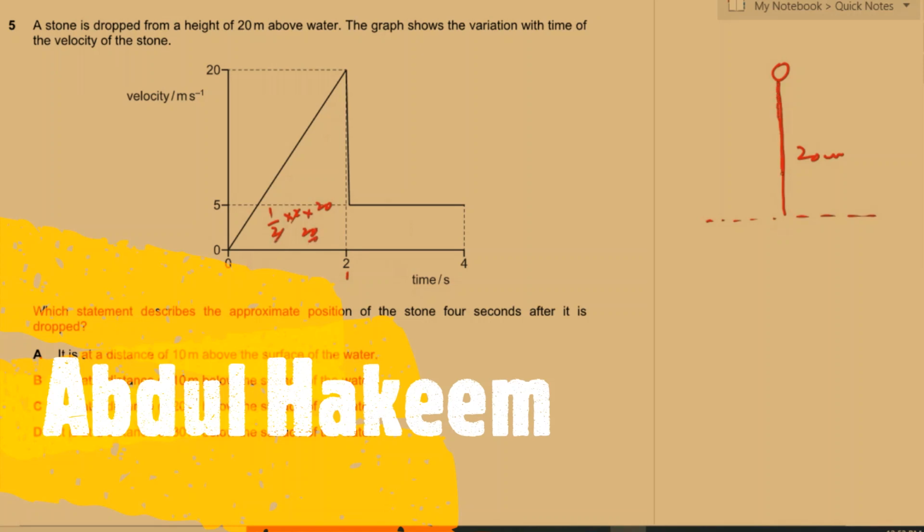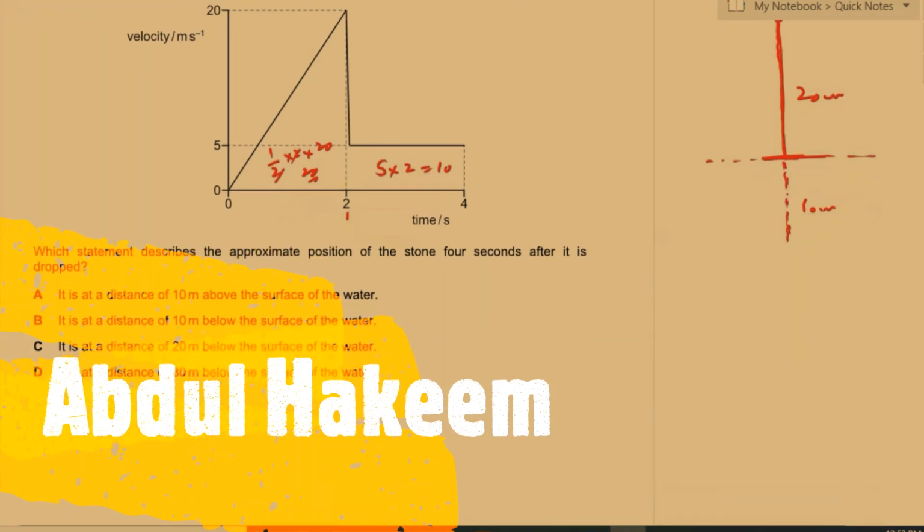It means after the first 2 seconds, the stone reaches the surface, the level of the water. And in the next 2 seconds, the distance covered, length into width, is 10. So it will cover a further 10 meters below the water surface, into the water. So which statement describes the approximate position of the stone at 4 seconds? It is 10 meters above the surface of the water? No. It is at a distance of 10 meters below the surface of the water? Yes. After 4 seconds, it reaches here, which is 10 meters below the surface of the water. So B is the answer.